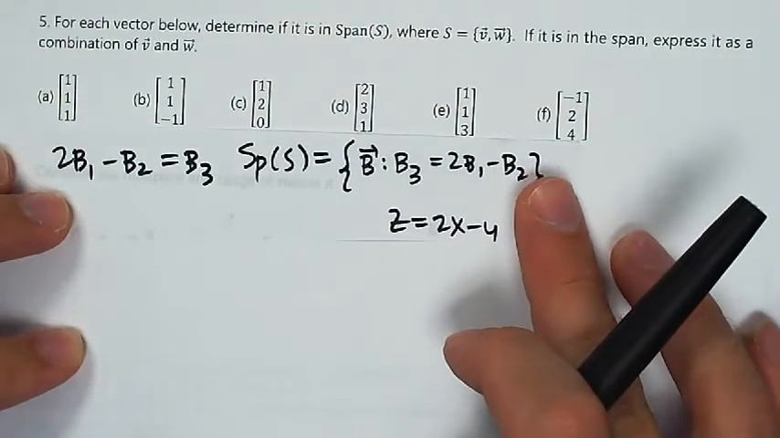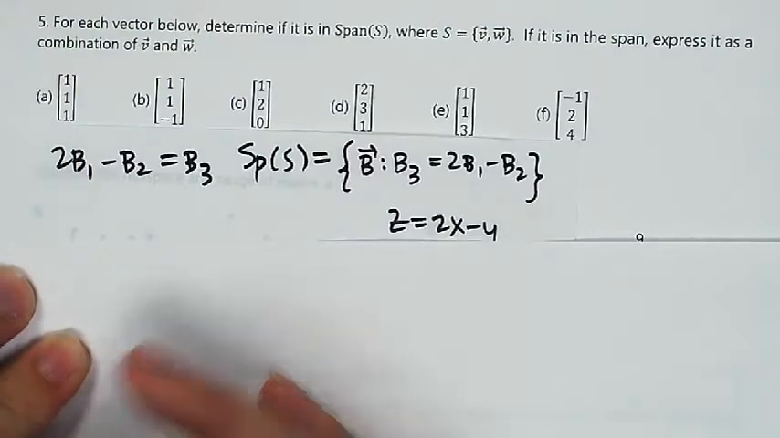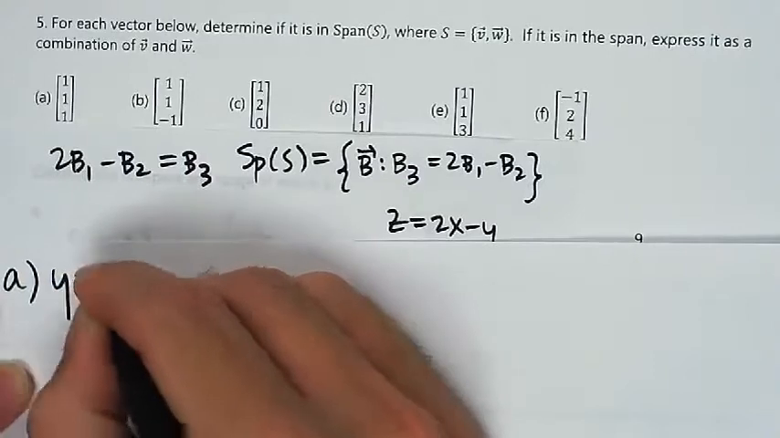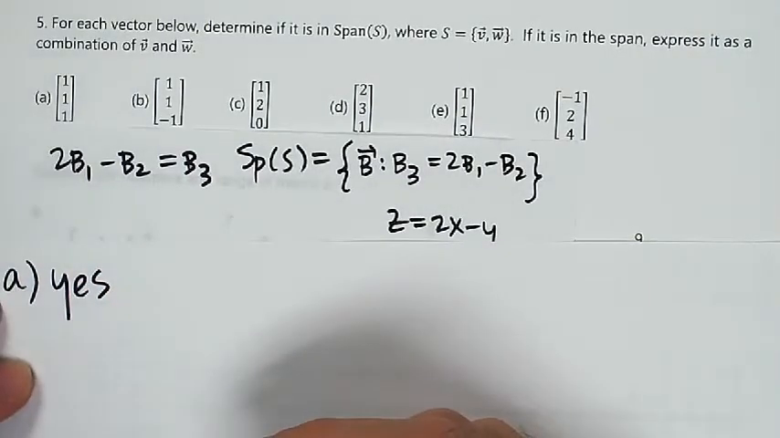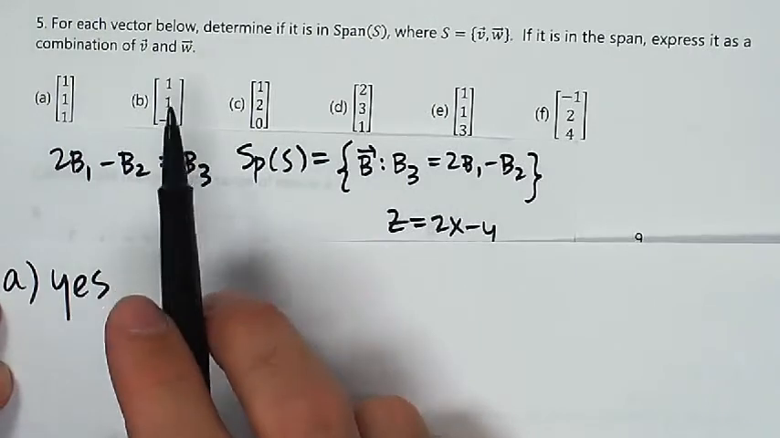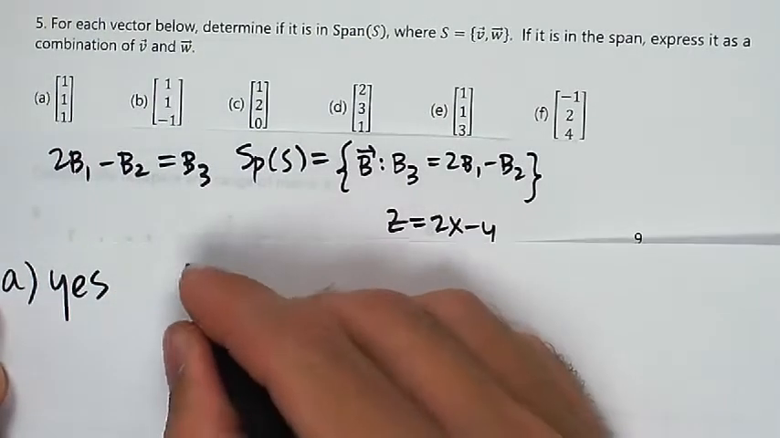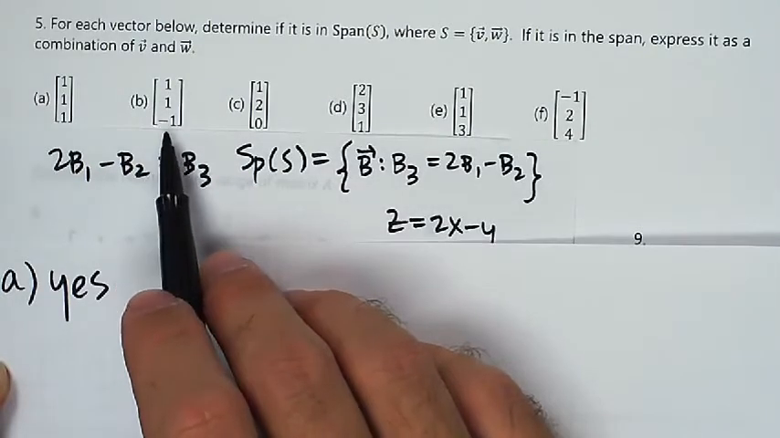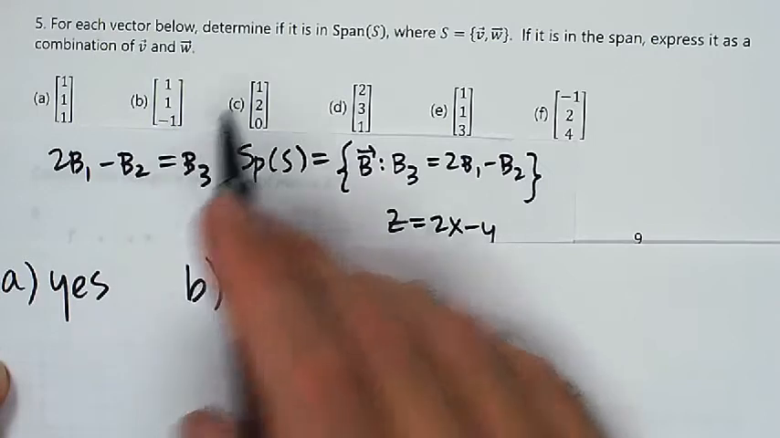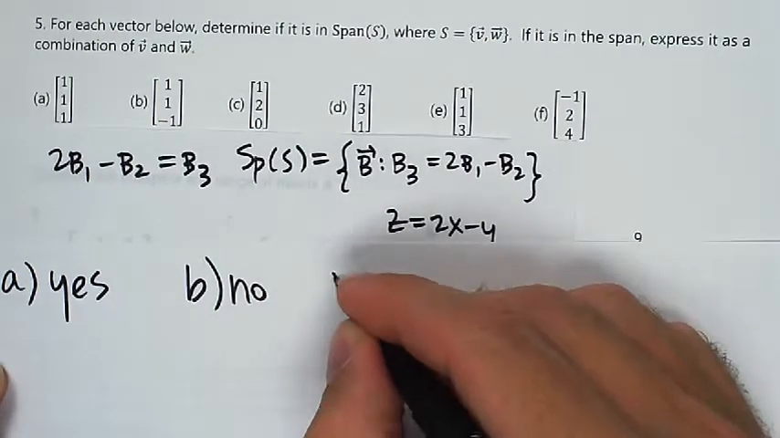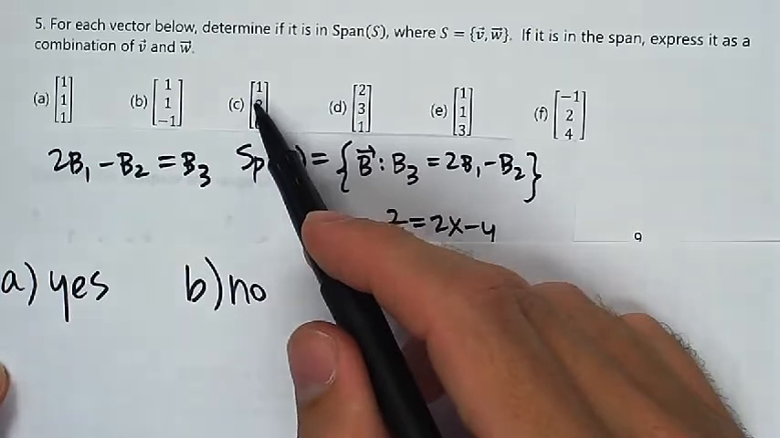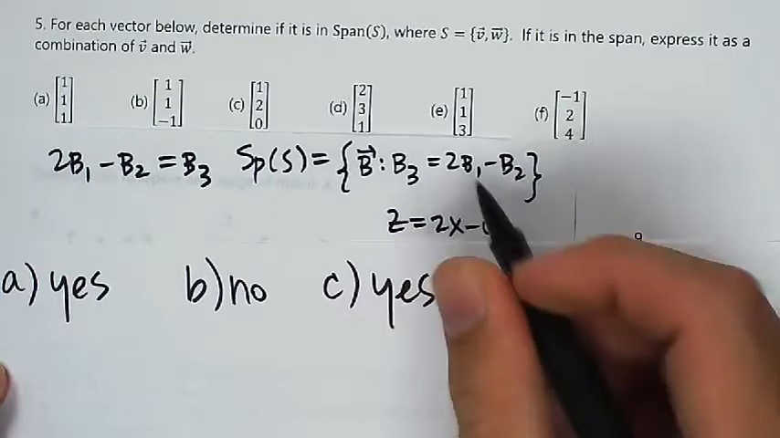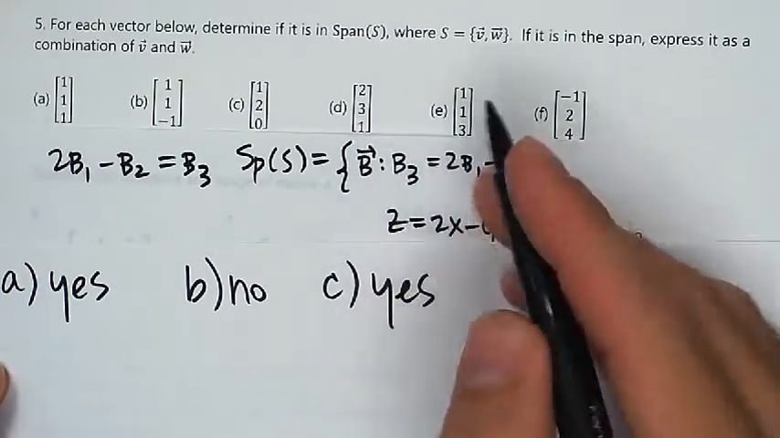Say we're saying z is 2x minus y. So is z equal to 2x minus y? A is yes. I'll come back to express it as a combination of V and W in a little bit. B is 2x minus y equal to negative 1? No, 2 minus 1 is not negative 1. Okay, 1, 2, 0: 2x minus y equals 0, yes. 2x minus y equals 1, yes.